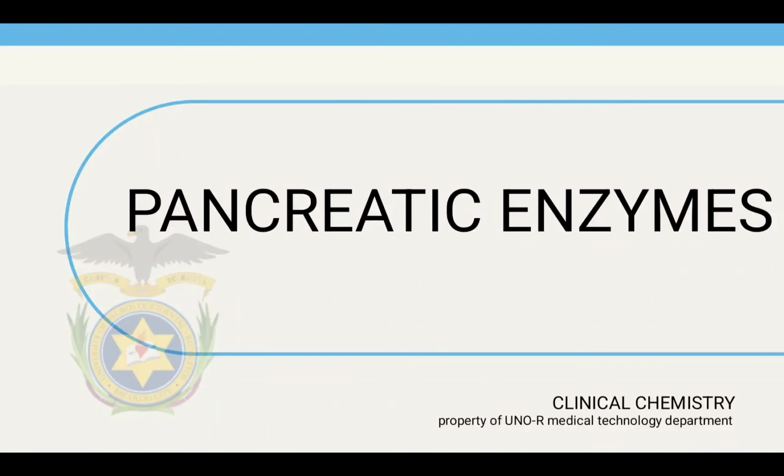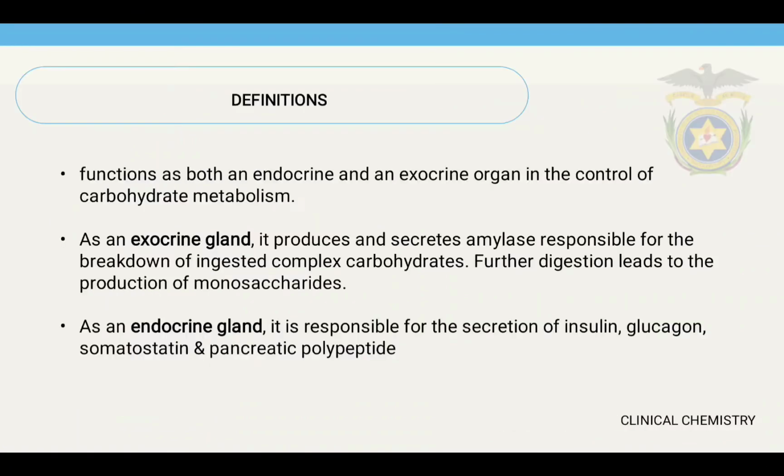Next, let's discuss your pancreatic enzymes. Specifically, in this lecture, we're going to be focusing on amylase and then lipase. So before we proceed to the enzymes, let's give a brief definition of what the pancreas is. The pancreas functions as both an endocrine and an exocrine organ in control of your carbohydrate metabolism. It has two main purposes, an exocrine function and an endocrine function.